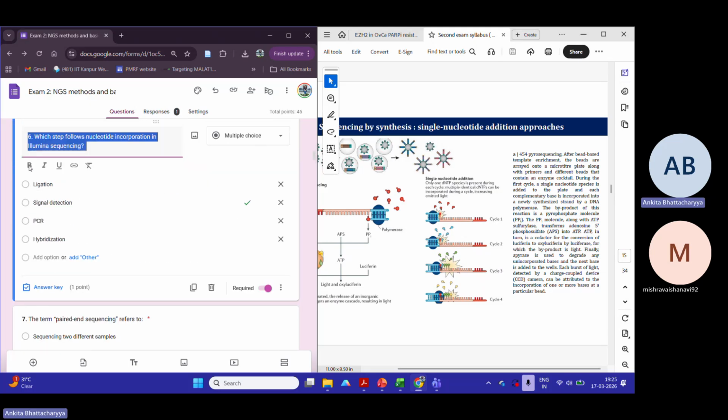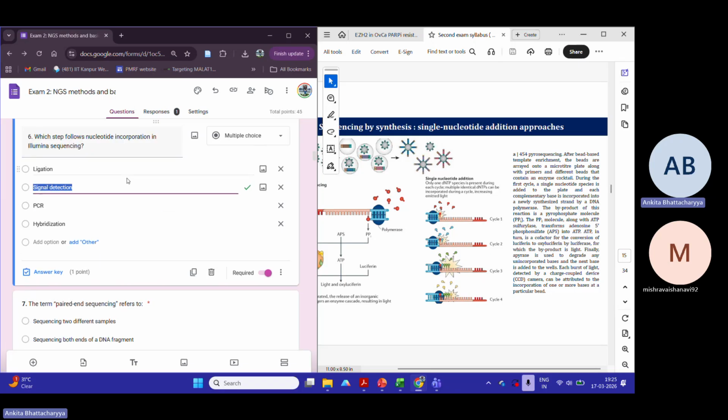Question 6, we were asked which step follows nucleotide incorporation in Illumina sequencing. Right after a nucleotide has been incorporated, what do you get? You get the signal emission, which can be detected using your laser detectors or your machine, whichever is able to convert that signal into a value, and then you can automatically trace back which base has gotten incorporated at that position. So signal detection is the obvious correct choice in this case, and definitely an easy question to answer.